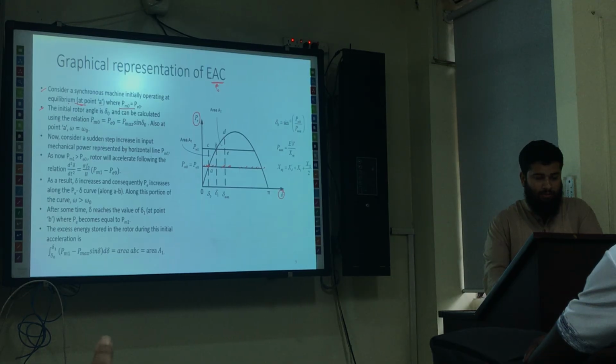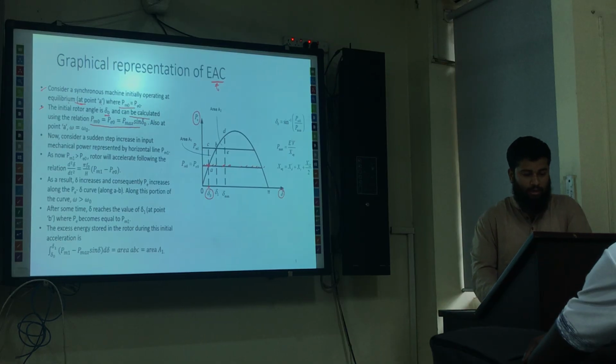Now next point. At this point, what is our rotor angle? We have to go downward along this x-axis, and we will get this, right? This initial rotor angle is represented by delta naught, and this delta naught can be calculated using this relation. How can we calculate this? Look, we know that Pe0 should be equal to Pmax sin delta naught, right? So what will be the value of delta naught? It will be sin inverse of Pe0 over Pmax, right?